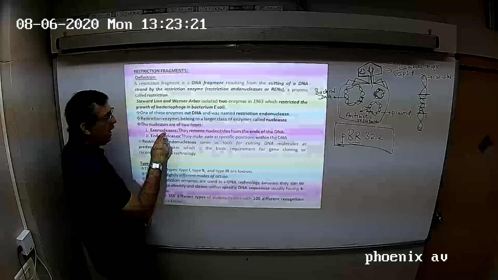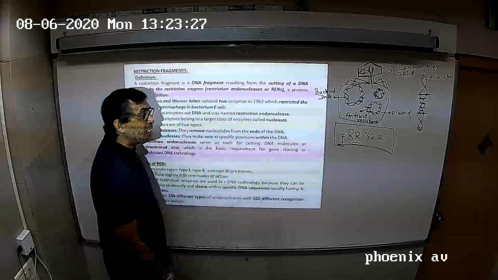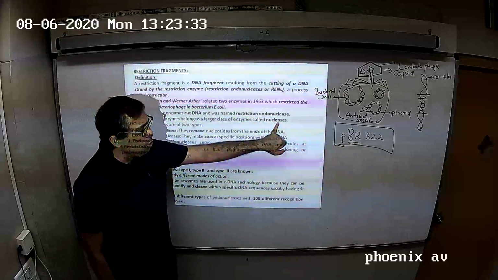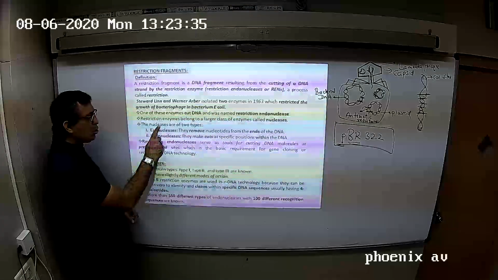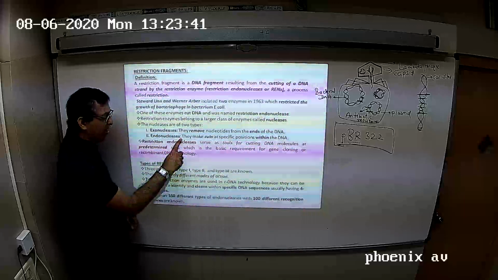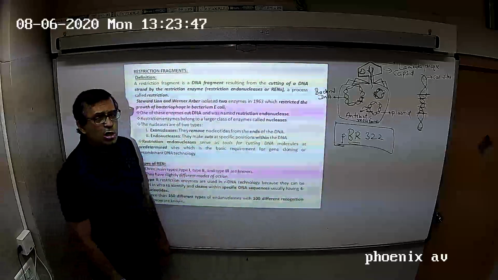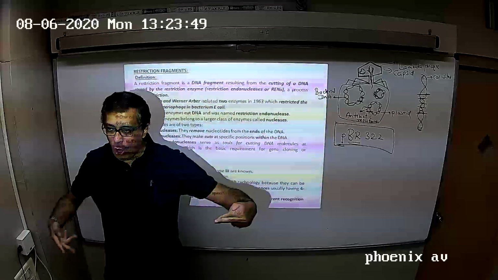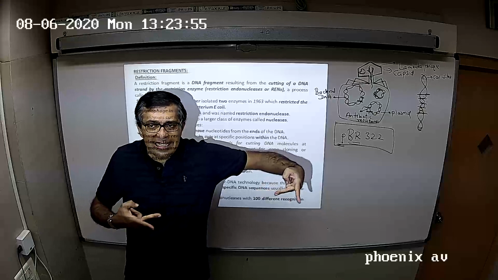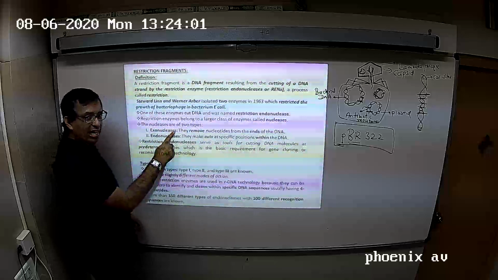First of all, all restriction enzymes belong to a larger class of enzymes called nucleases. And nucleases are of two types, exonuclease and endonuclease. Exonucleases remove the nucleotides from the ends of the DNA. So this is DNA, and cutting from both its ends is done by what enzyme? Cutting is done by enzymes called exonucleases.